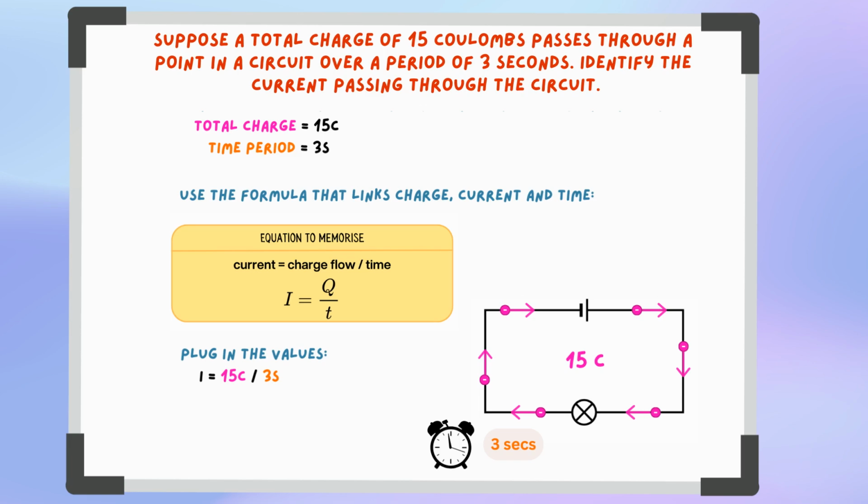Then, substitute the known values into the formula. Here, Q equals 15 coulombs and T equals 3 seconds. So, the current is equal to 15 over 3, which equals 5 amperes. So, the current flowing through the circuit is 5 amperes.